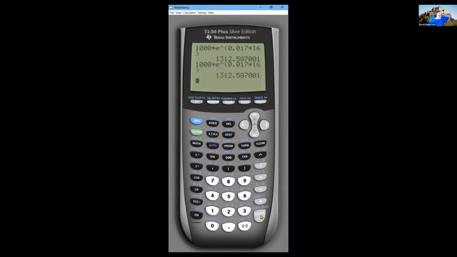Yeah. So you see there's two different ways to do that. Me personally, I prefer the blue button ln.